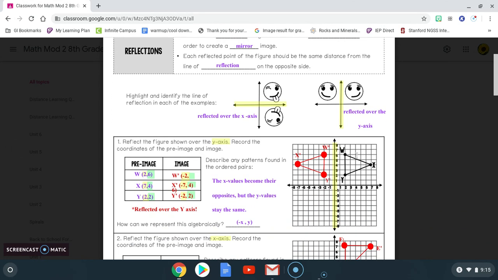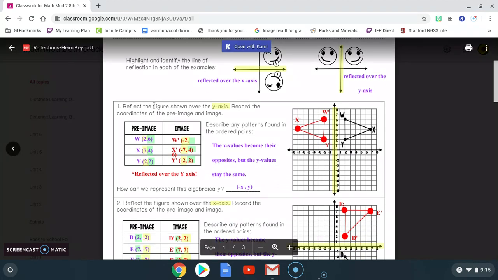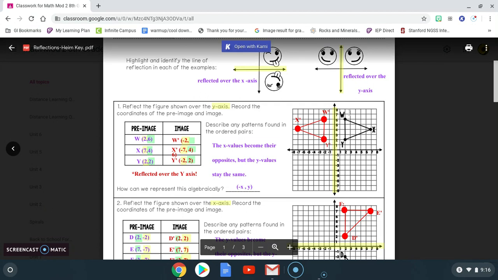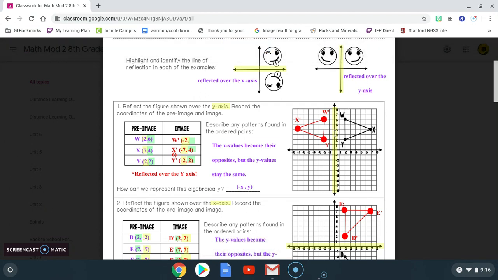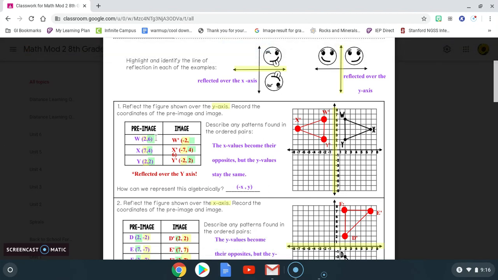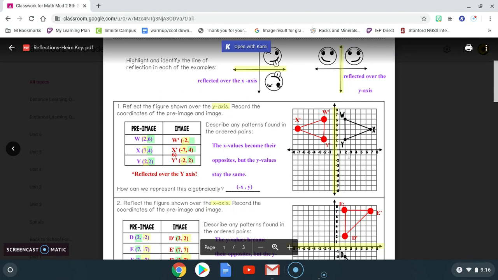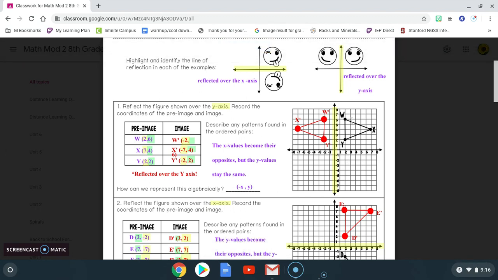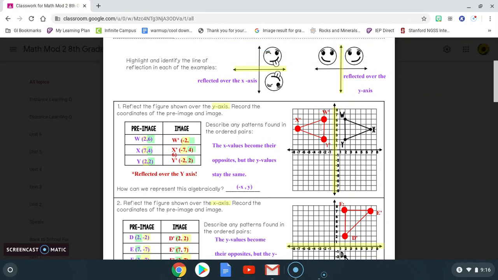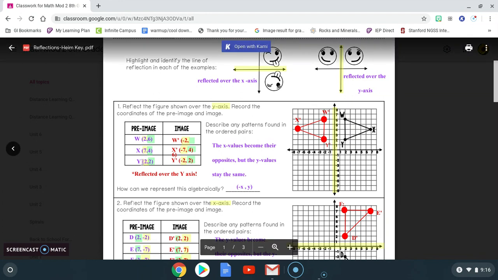For number one: reflect the figure shown over the y-axis. Record the coordinates of the pre-image and the image. The pre-image is this one because it does not have prime marks. Remember, the prime marks tell us that that's the new image. So W is at 2, 6. This is where a lot of you were making mistakes in the homework from translations. Remember, we always do the x value first. So W is 2, 6, X is 7, 4, and Y is 2, 2.